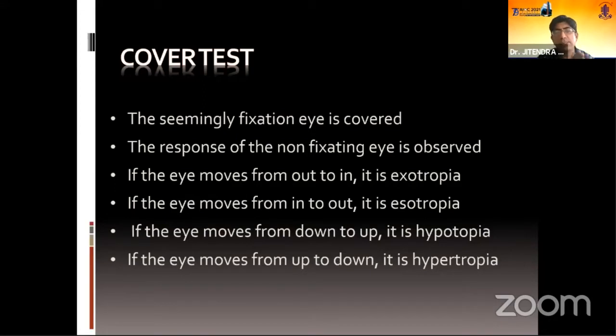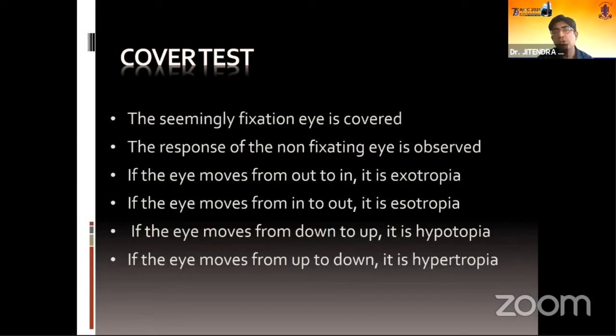The first part of the cover test is to cover the seemingly fixating eye. If you feel that it is the left eye which is fixing, you have to cover the fixating eye, because if you cover the non-fixing eye, you don't get any information. You cover the seemingly fixating eye and see the response of the non-fixating eye.